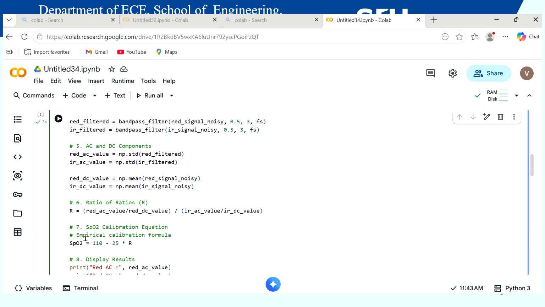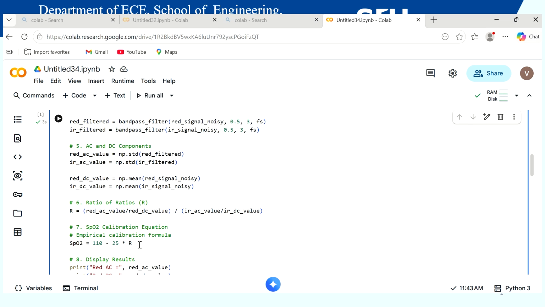And then the SpO2 calibration equation. The empirical calibration formula is SpO2 equal to 110 minus 25 into R. This is the standardized formula, an empirical calibration formula. Commercial pulse oximeters use experimentally derived calibration curves. Then what is the typical output? Around 95 to 100 percent.